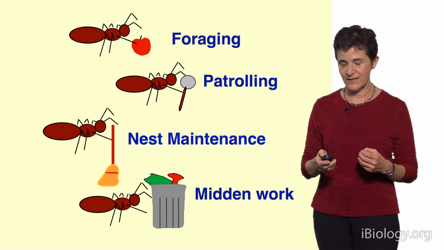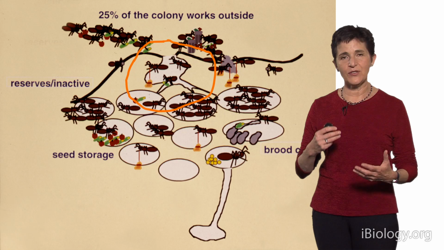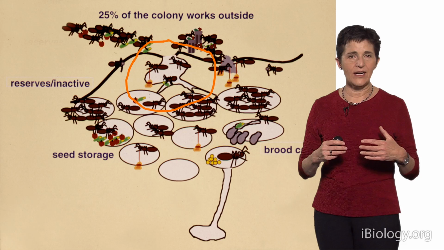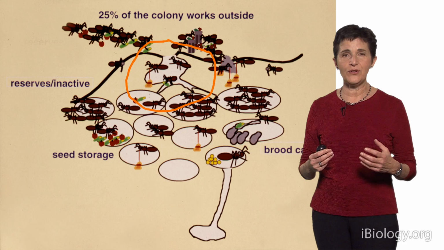It's only 25% of the colony that works outside the nest. So these four task groups that I just told you about are only 25% of the colony. Deep inside the nest, which goes down a meter, sometimes two, there are ants that are storing the seeds and processing the seeds. The queen is down somewhere. She just lays the eggs. Then there are ants that are feeding the larvae and brood. It's actually the larvae that consume most of the food.